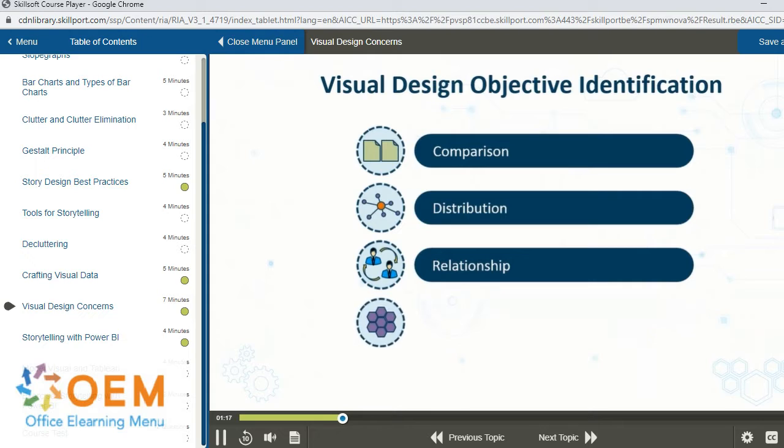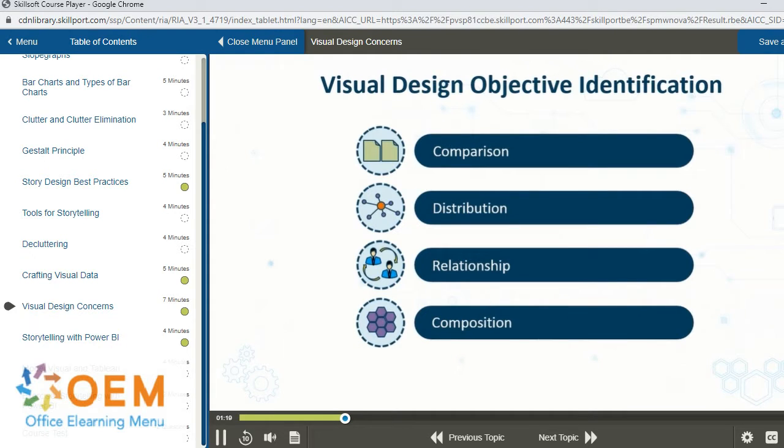Final objective identification is composition. It shows how a variable is made up of individual observations and what the contribution of each observation is. Composition charts are the best fit to show market share and top-end analysis.